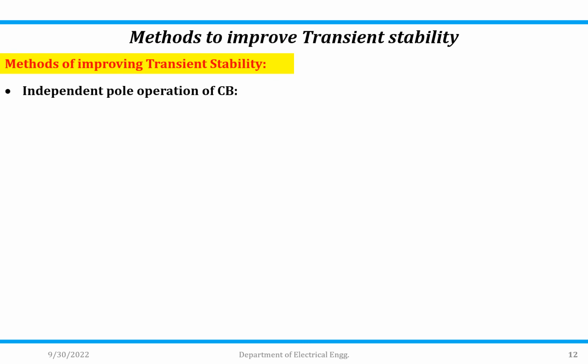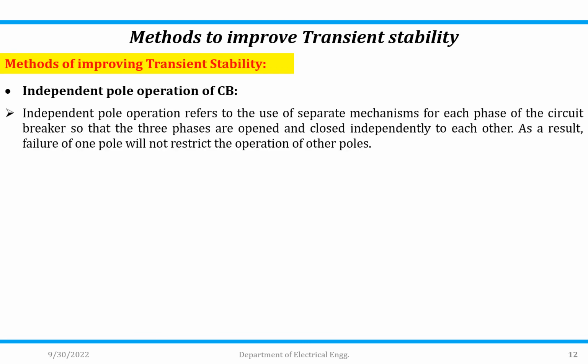Next is independent pole operation of the circuit breaker. Independent pole operation is a separate mechanism for each phase of the circuit breaker, so that the 3 phases open and close independently of each other. That means suppose there is a fault on one phase, then the circuit breakers of all the 3 phases should not necessarily be operated. It should not be like that.